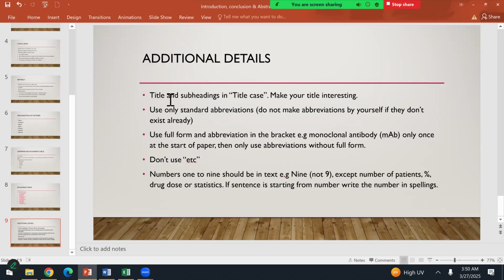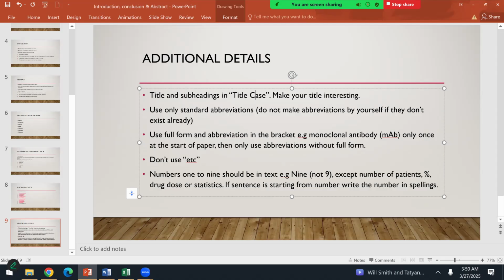So this is what I already told you. Titles and subheadings should be in title case. That is, each word would be capitalized like this, each first letter. Make your title interesting and use only standard abbreviations, the abbreviations that are already standardized and in use. You cannot make abbreviations by yourself if they don't already exist. You just use the full form if there is no standardized abbreviation already.